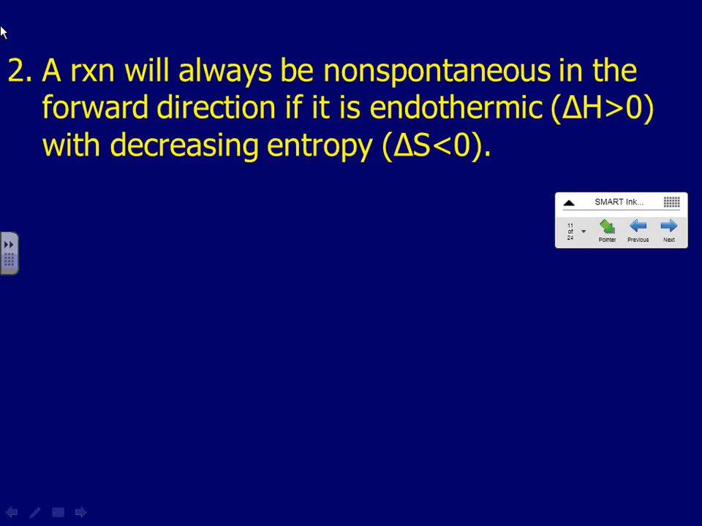So in this case, a reaction will be non-spontaneous in the forward reaction if it is endothermic and the entropy is dropping, it becomes more ordered. So those are my X's. X and X. This guy is always non-spon. Always non-spon. I'll be using that term over and over again when we start doing some examples.